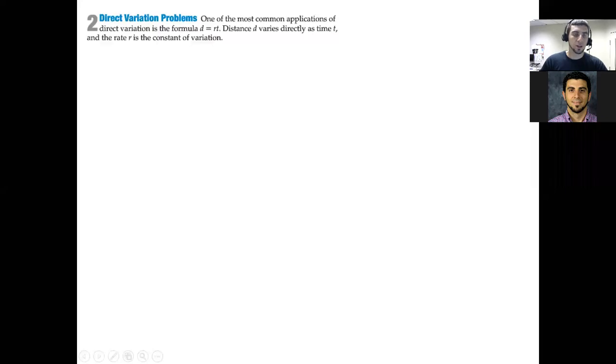All right, we're back. So direct variation problems. One of the most common applications of direct variation is the formula D equals RT. That is, the distance D varies directly as time, and the rate R is the constant of variation or the constant of proportionality in these problems. So basically, we're using D instead of Y, R instead of K, and T instead of X.